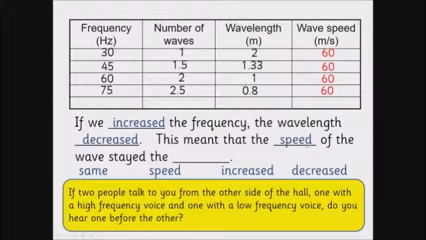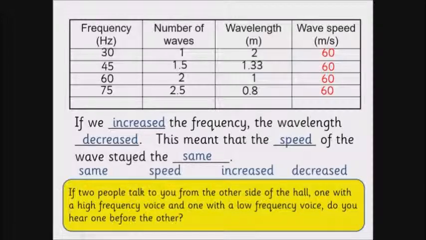This meant that the speed of the wave stayed the same, because the thing that was controlling the speed of the wave along there was the tension that we had on it, and that's beyond what you need to know for GCSE, but it's important to see how the two factors are affected in this equation.